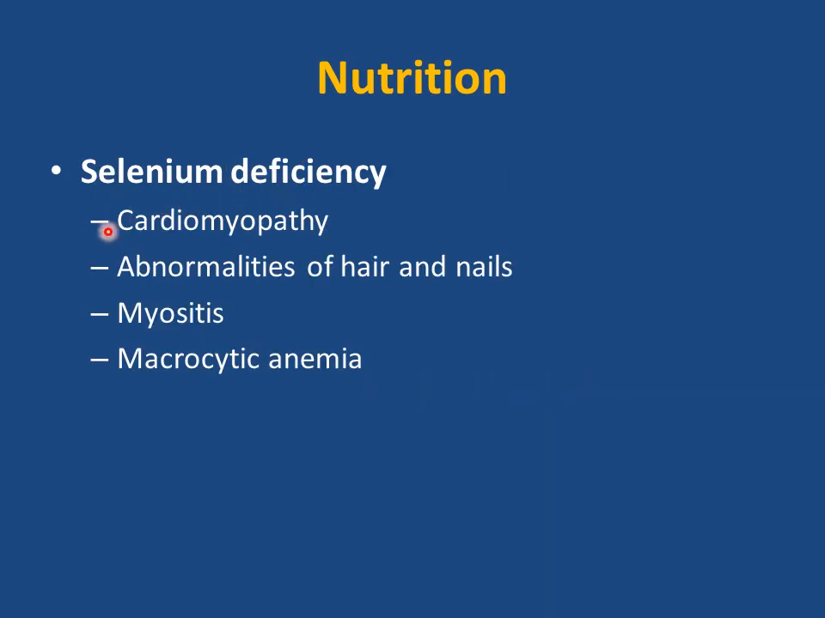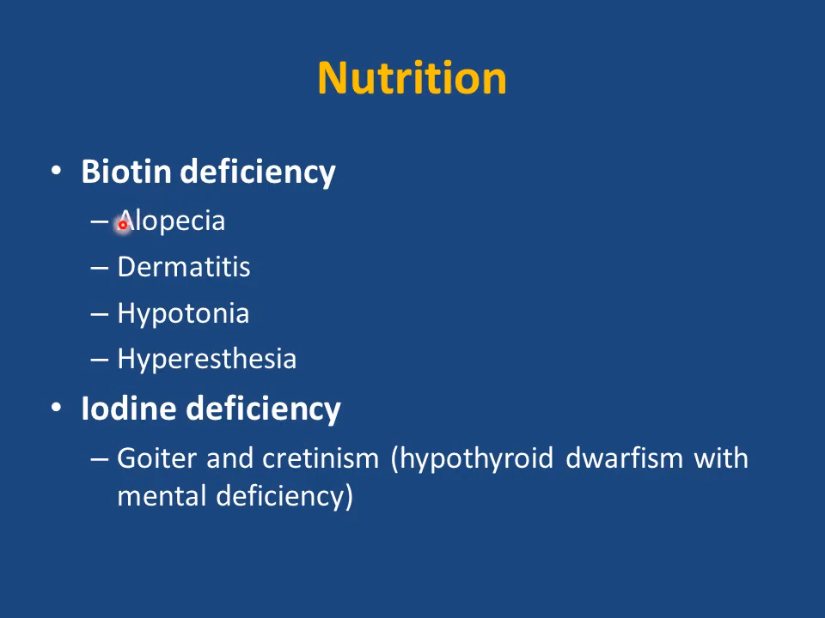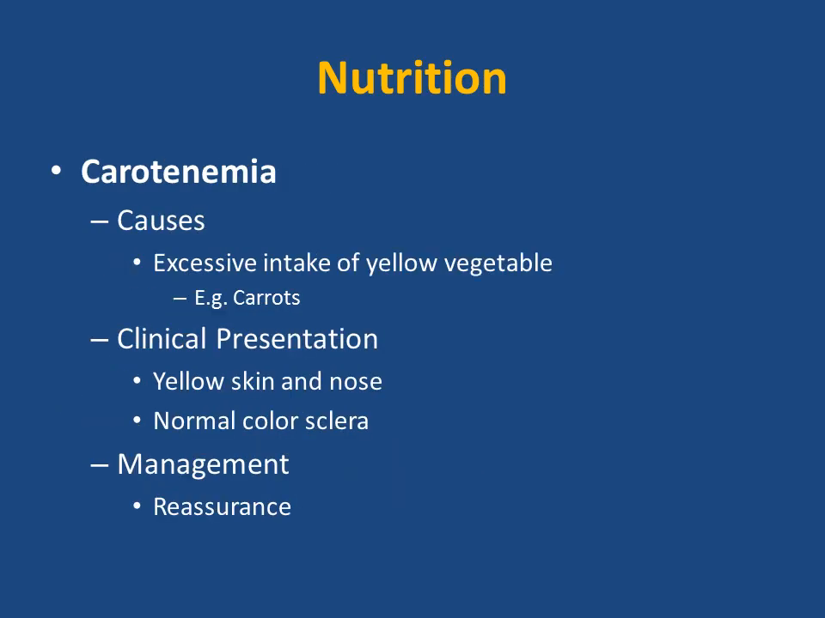Selenium deficiency: cardiomyopathy, abnormalities of hair and nails, myositis, and macrocytic anemia. Biotin deficiency, they present with alopecia, dermatitis, hypotonia, hyperesthesia. Iodine deficiency: goiter, large thyroid, and cretinism. Cretinism means mentally deficient or intellectual disability and short at the same time.